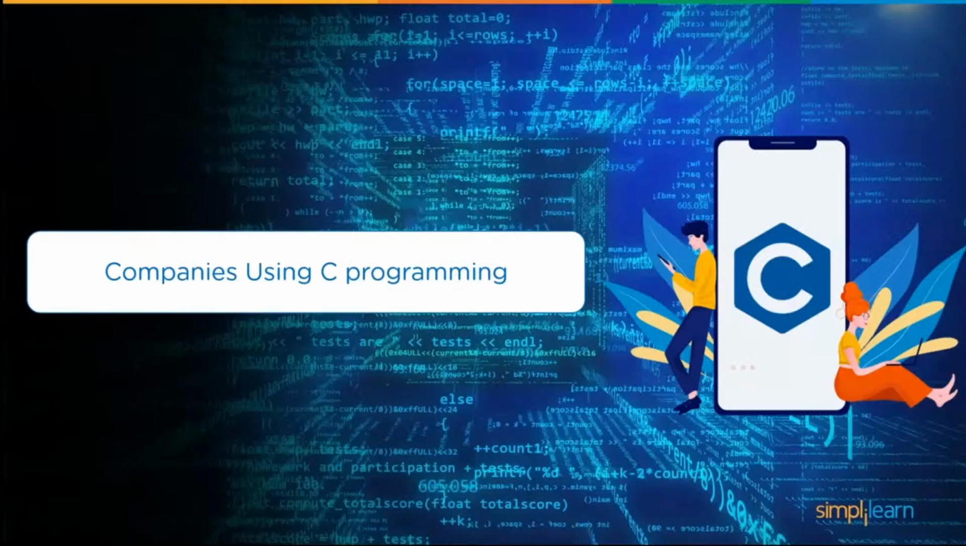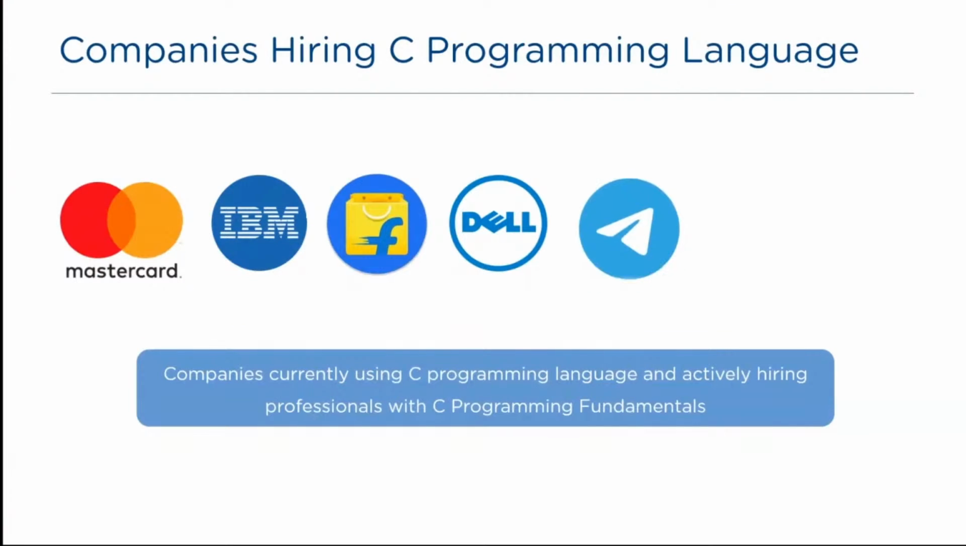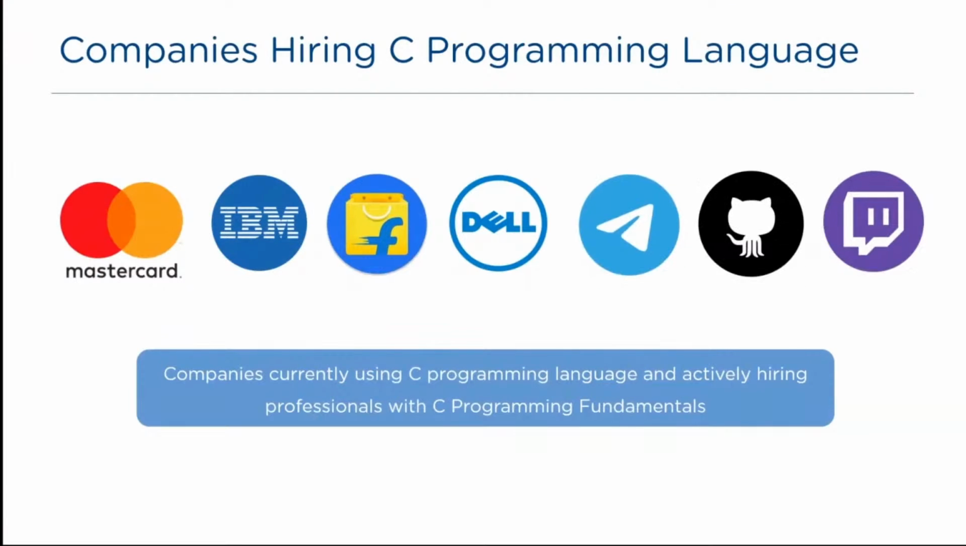With that, let's get into the companies using C and hiring software developers with the knowledge of C programming. And I'm sure you all are aware of the companies. So now let's have a look at that. We have MasterCard, IBM, Flipkart, Dell, Twitter, GitHub, and Twitch. The average salary of software developers in the United States of America is 97,763 US dollars per annum. In India, the average salary of C developers is 5 lakhs per annum.